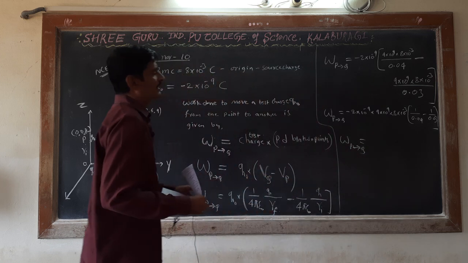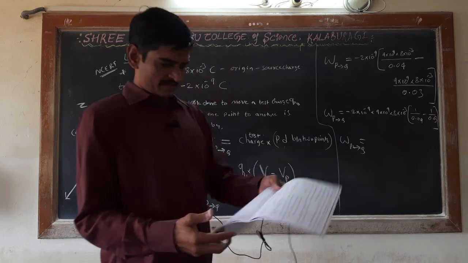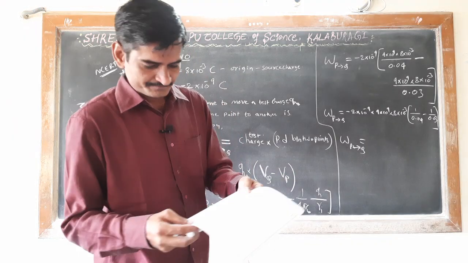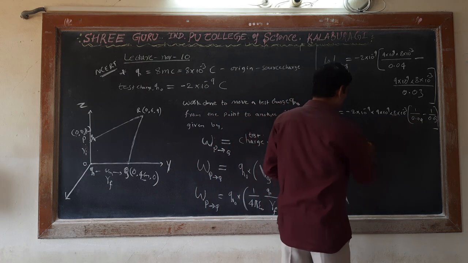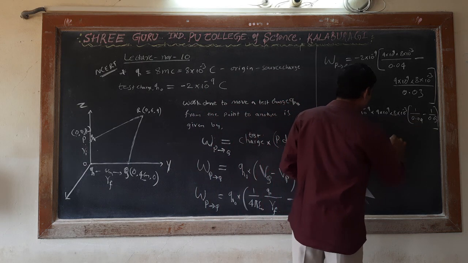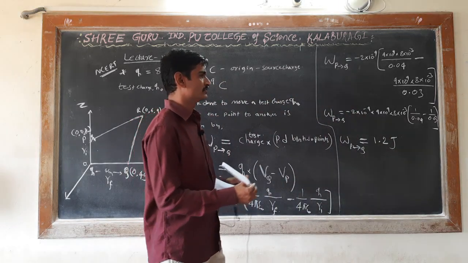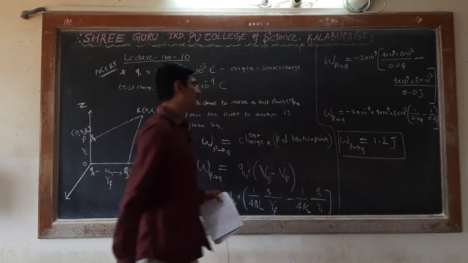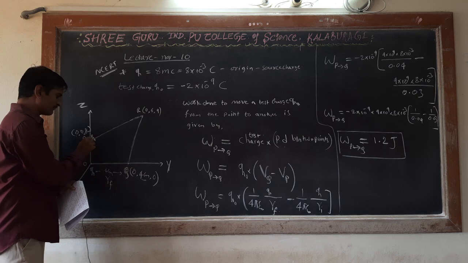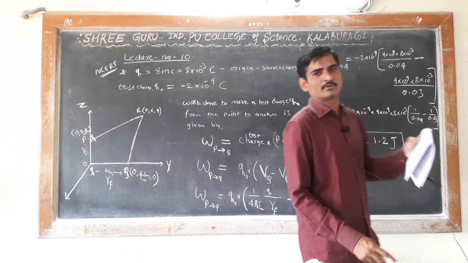On doing the simplification, I will tell the answer directly. So this is minus, and that will also become minus, so you will get 1.2 joule. The final answer is 1.2 joule. This is the work done in moving the charge q naught from the point P to Q.